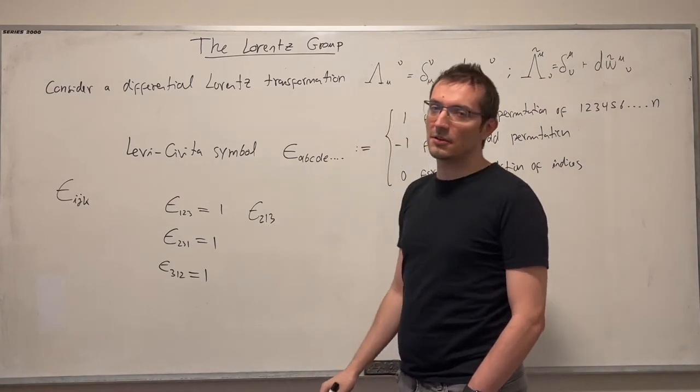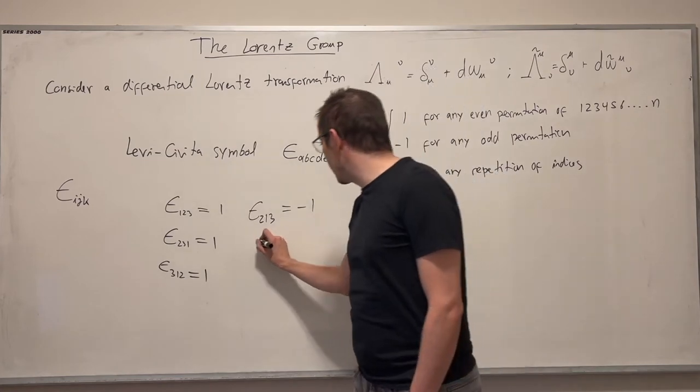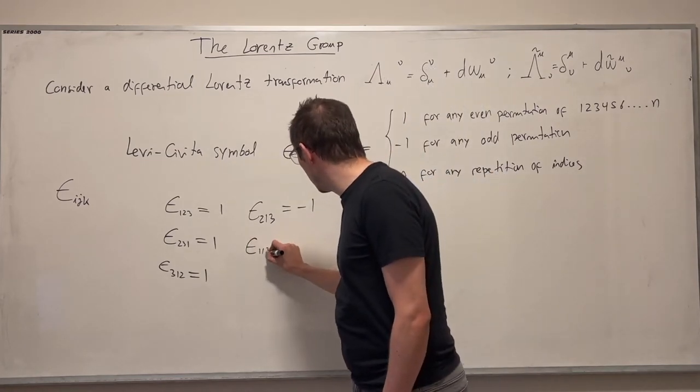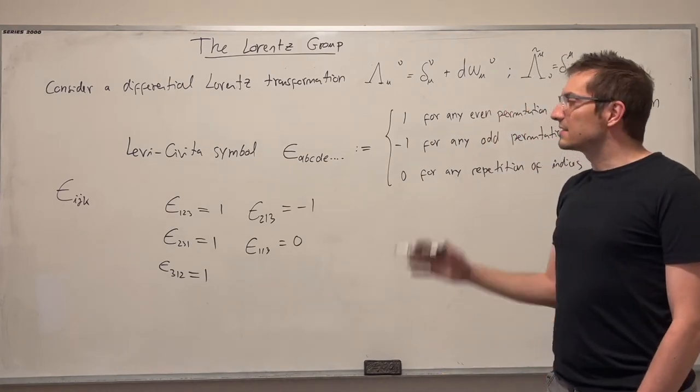2, 1, 3. This is an odd permutation, this is minus 1. And of course, any repetitions, so if I have 1, 1, 3, that is 0. If I repeat indices, it's 0. All right, it's slightly more difficult.